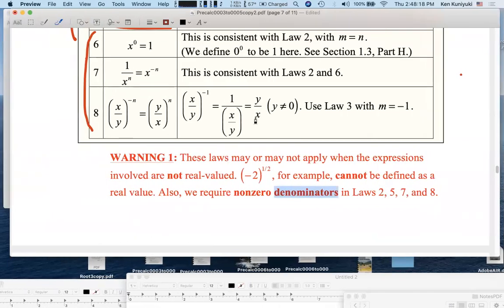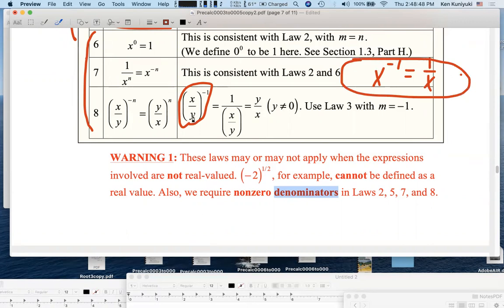Now, for number 8, I'll go straight to my explanation over here, my note. What is x over y all to the negative 1? Remember, over here, x to the negative 1 is 1 over x, right? If you forgot that, x to the negative 1 is 1 over x. Okay. We're applying this rule over here, right? X to the negative 1 is 1 over x. So x over y all to the negative 1 is 1 over this base, x over y.